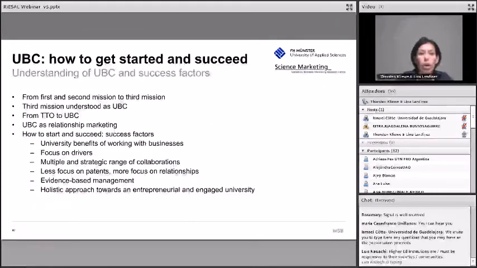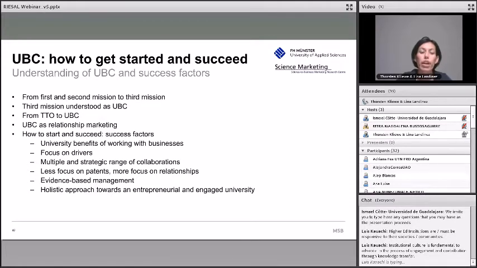So with that, we are going towards the end of our presentation. As a summary, we talked today about the missions of the university, how we can understand that the change to the third mission is a major change in universities in higher education, and how this third mission includes UBC, University Business Cooperation, and not only technology transfer. So this means that we focus more on relationships inside and outside the university to create knowledge, to transfer knowledge, and also to create socioeconomic impact. So we understand UBC as the main vehicle to develop universities in the future.